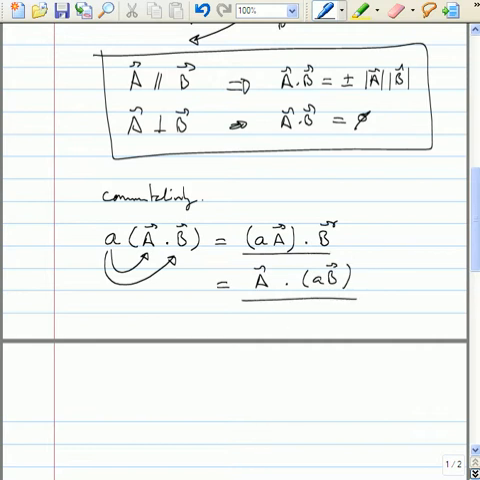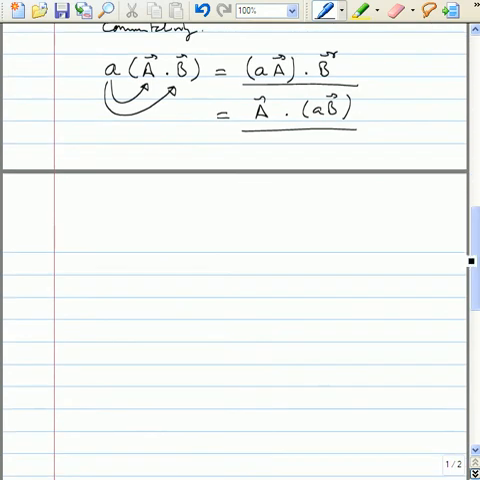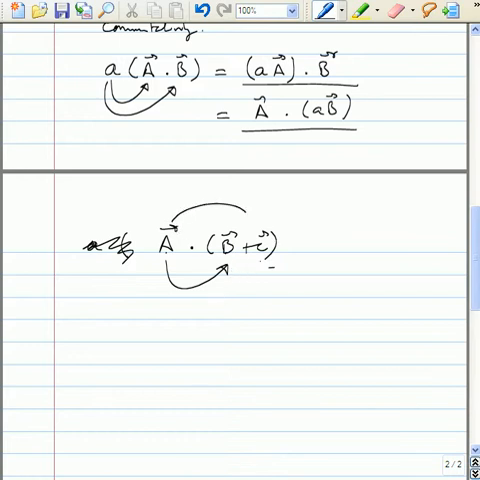Doesn't matter. Both are equivalent. Similarly, if you have a scalar multiplying, now if you have a vector dotting the sum of two vectors, then you can use the distributive rule, which is the first vector dot the second vector plus the first vector dot the third vector. So you end up with A dot B plus A dot C.